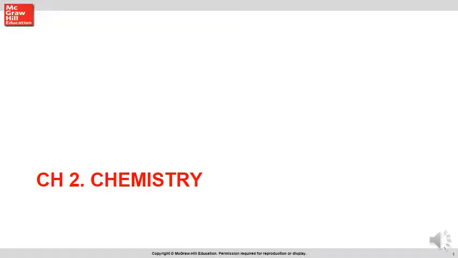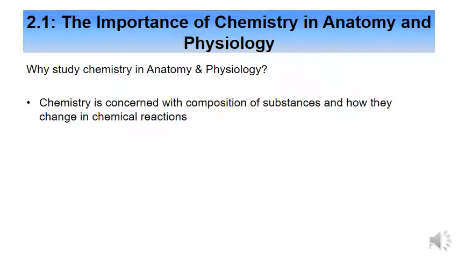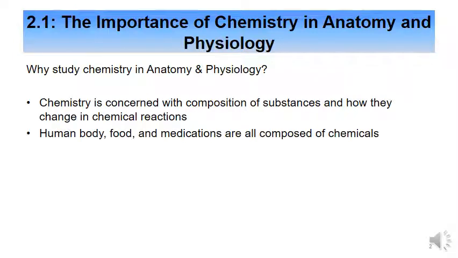Alright, well now on to chapter 2. We will talk about atoms and molecules, ionic bonds and covalent bonds in this. Okay, so why study chemistry in anatomy and physiology? Well, we're all just made up of chemistry. We're made up of atoms and molecules, and the food that we eat is also just all chemistry. And so yeah, we're gonna go over chemical reactions in our bodies and how the food and medications are all composed of chemicals.